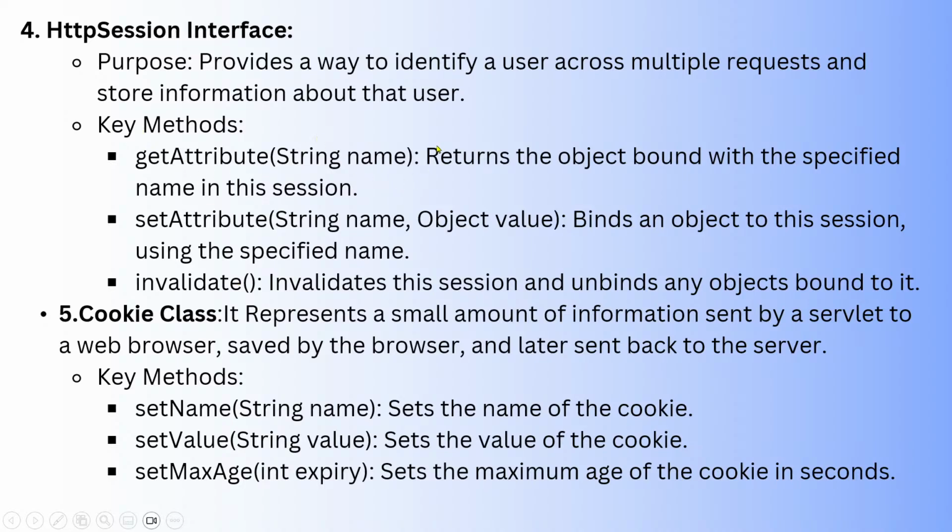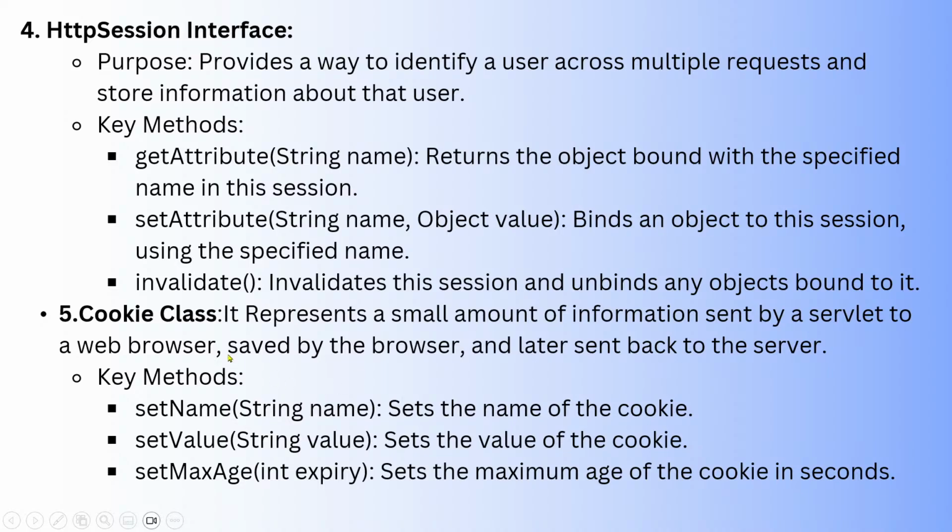The getAttribute method returns the object bound with the specific name in this session. setAttribute contains two parameters, a name and an object value. It binds an object to this session using a specific name. And the third method is invalidate, that is, it invalidates this session and unbinds the objects bound to it. Means it will separate the objects and the session.